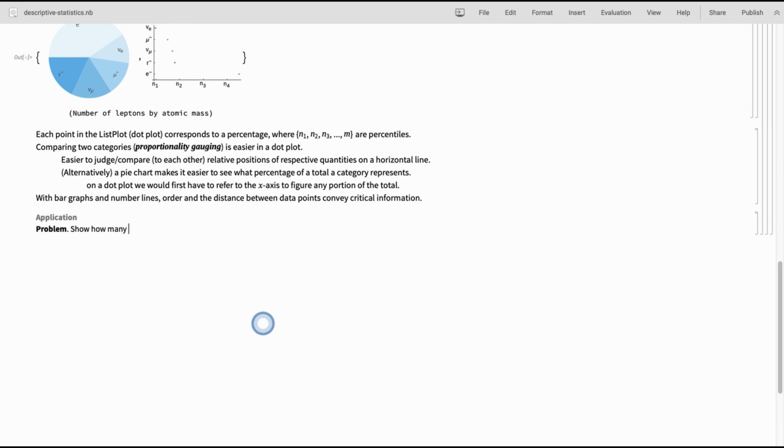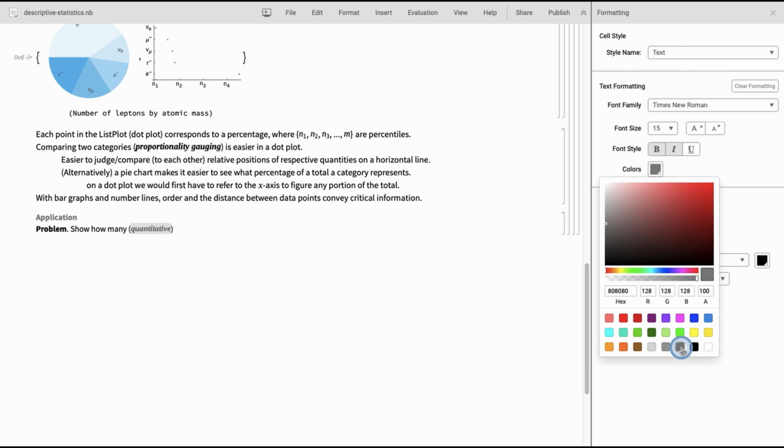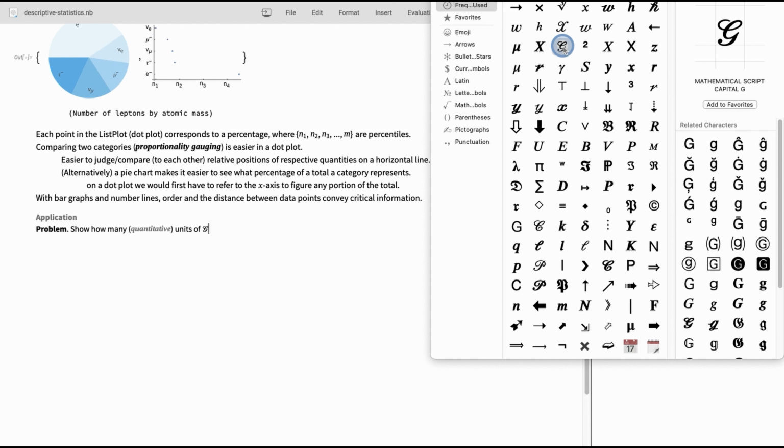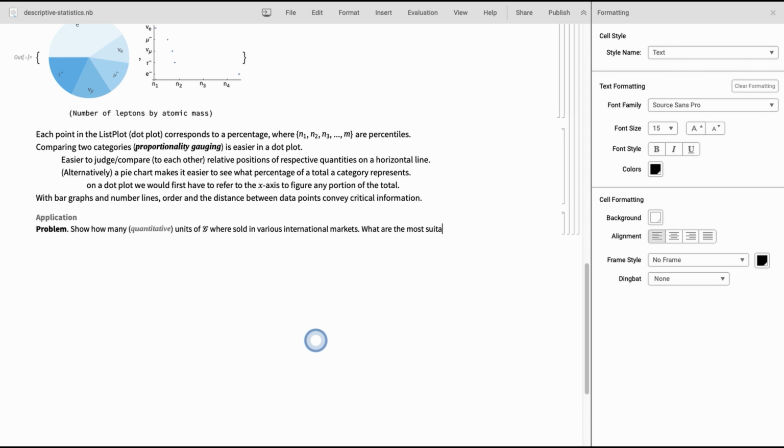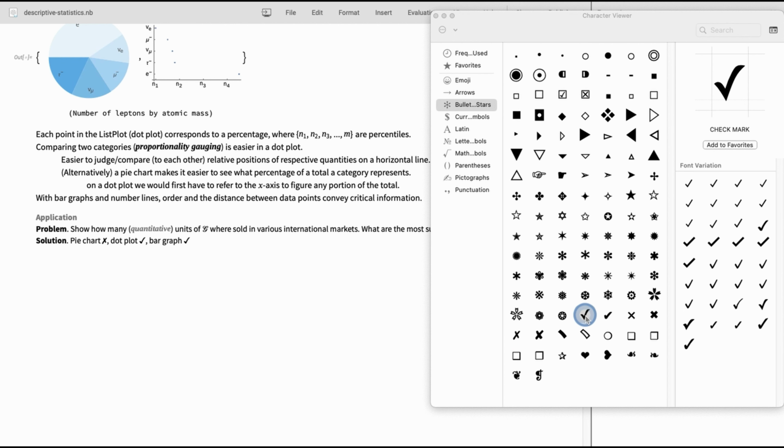Suppose we're asked to show how many units of a particular good were sold in various international markets. What are the most suitable visualization techniques that we could use in that context? Well, it wouldn't be a pie chart. Dot plots are good. And bar graphs would be good because, again, we're dealing with quantity. So in general, rule of thumb, when we're dealing with quantitative comparisons, or relative comparisons, I suppose, you want to think instinctively bar graph or dot plot.